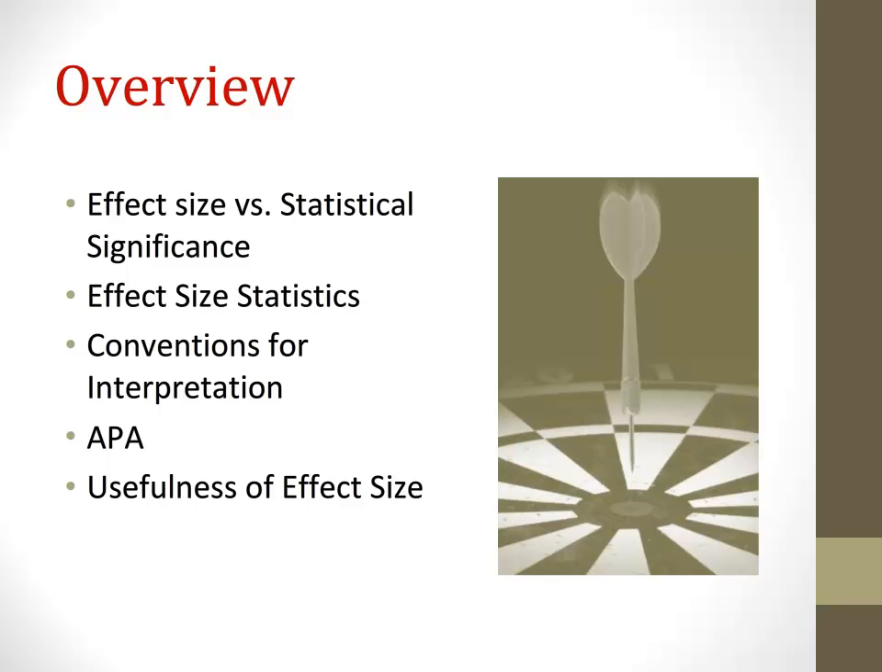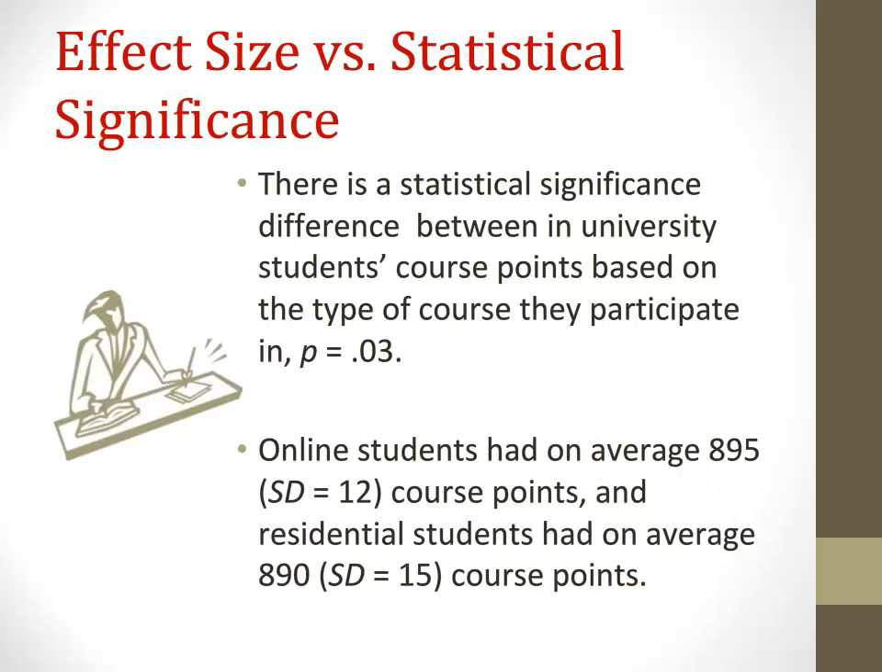We're going to talk about the difference between effect size and statistical significance. We'll talk about different types of effect size, conventions for interpreting effect size, and how to report effect size in APA, and talk a little bit about why it's useful and why it should be reported in every article that you write.